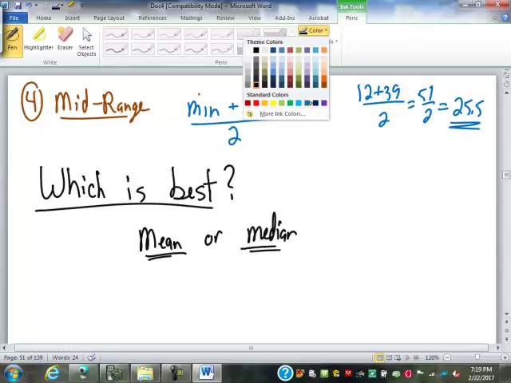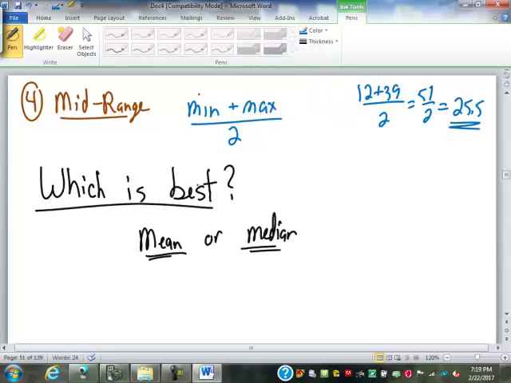A lot of people say the mean is the best because, well, one, they've been doing it since like second or third grade, averaging them together, adding them up and dividing. And it feels like it's very mathematical. We're doing math. We're adding and we're dividing. Where the median, you're just finding a position and locating that number.